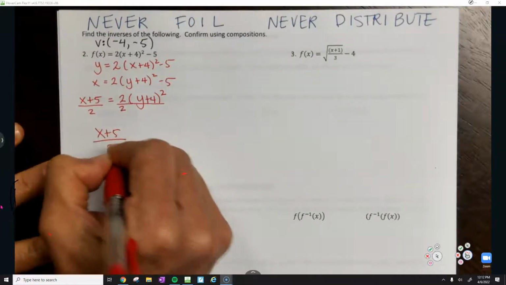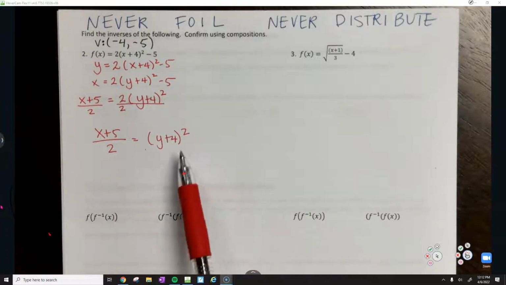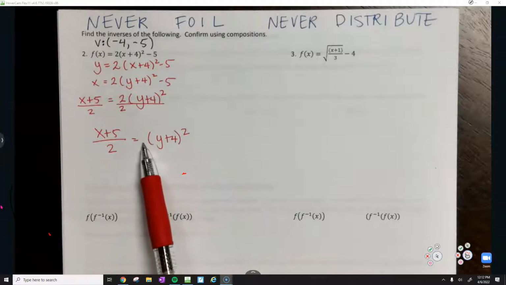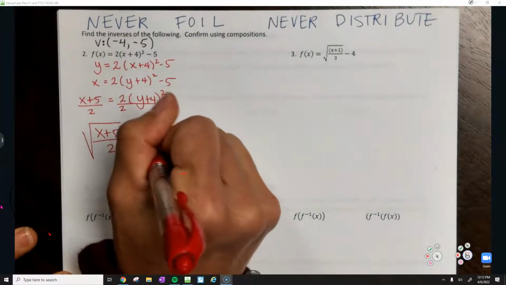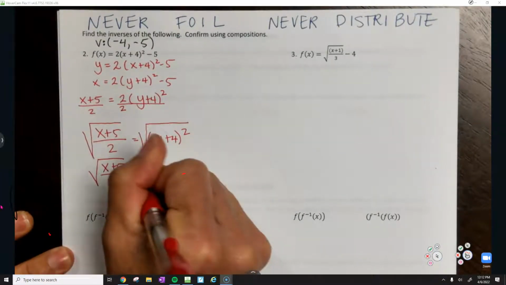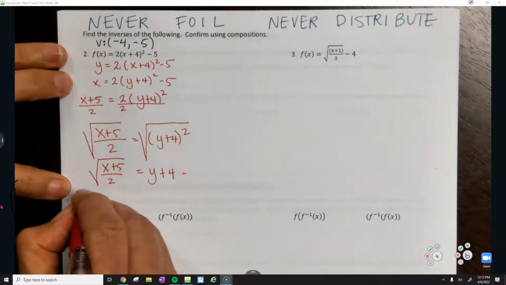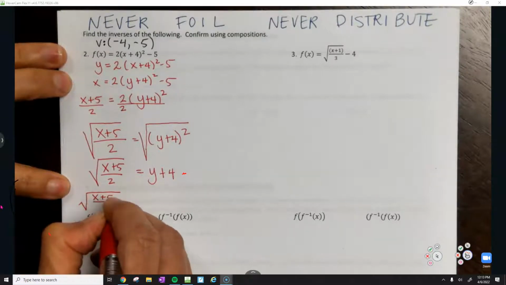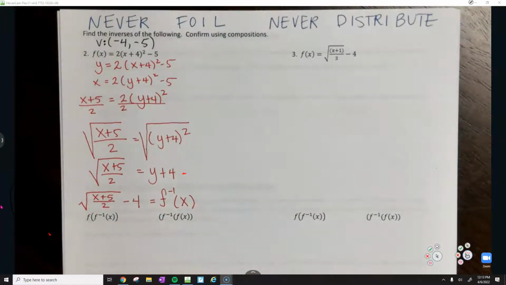So now we're going to have x plus 5 divided by 2 equals y plus 4 squared. All right, we're ready to square root. I know we're ready to square root because there's nothing behind the exponent and there's nothing in front of the parentheses. So let's square root both sides. When we square root both sides, it's going to be x plus 5 divided by 2 underneath the square root symbol, but all that other stuff goes away. It's just y plus 4. Now you got to move the 4 over and then change it back to f of x. So the inverse for this is going to be the square root of x plus 5 over 2, minus 4. And we're just going to use the correct function notation.